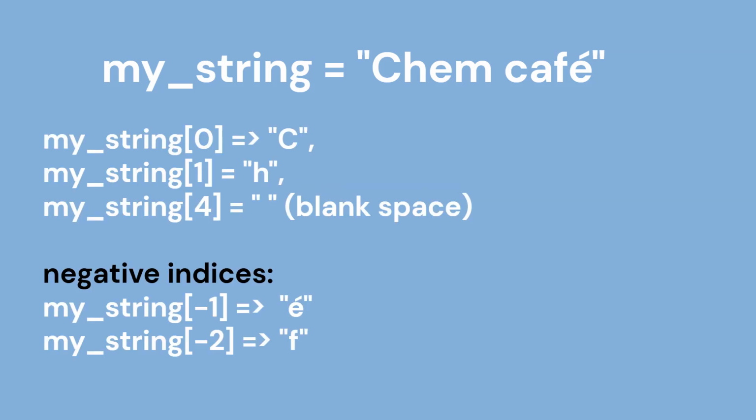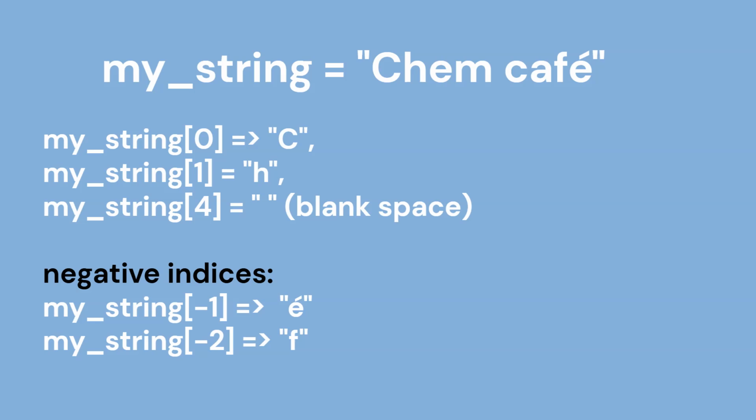my_string[0] gives C. my_string[1] gives H. my_string[4] gives the blank space. Yep, even blank spaces count. And hey, negative indices exist too. Index -1 is the last element, and index -2 is the second last one, etc.